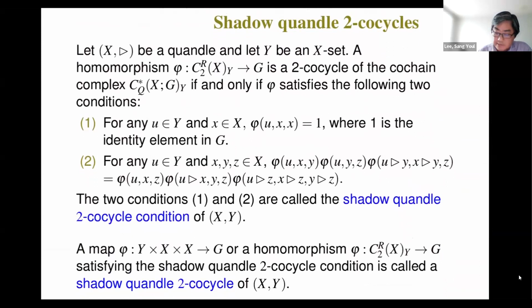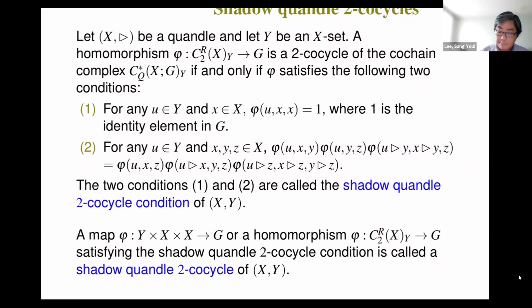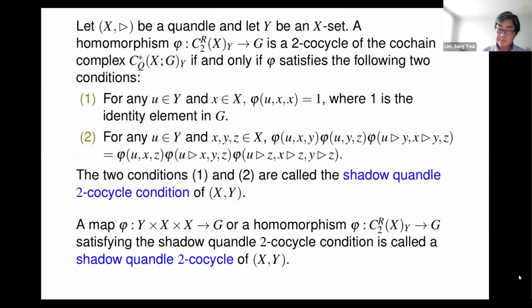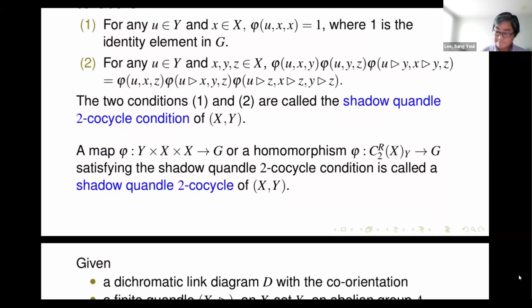A shadow quandle 2 cocycle is a homomorphism that is a 2 cocycle of the cochain complex if and only if phi satisfies this condition. These two conditions are called the shadow quandle 2 cocycle conditions. It's similar to the case of just the quandle 2 cocycle case, so I think we may skip this one.